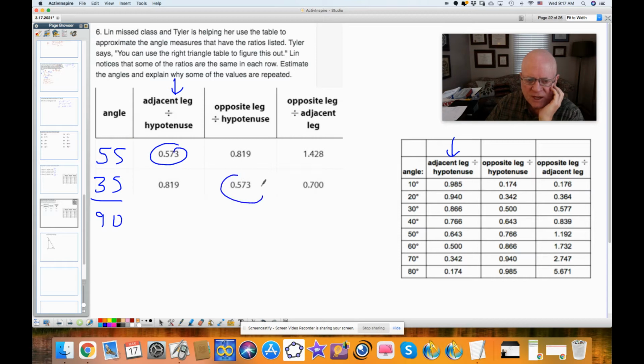These values are the same because if I have an angle and this is A and this is B and this is C, the opposite divided by the hypotenuse from this angle is the same as the adjacent divided by the hypotenuse from this angle. So these are the same.